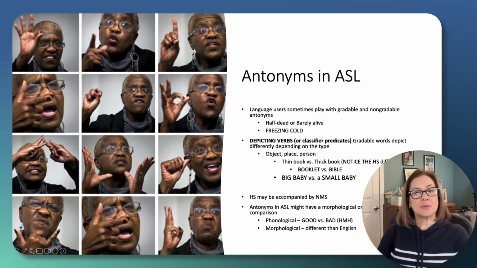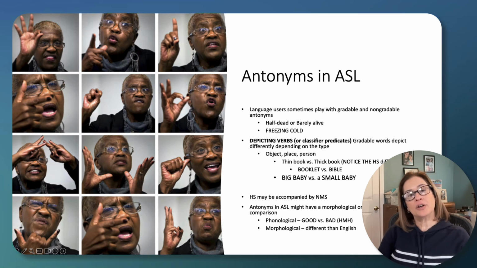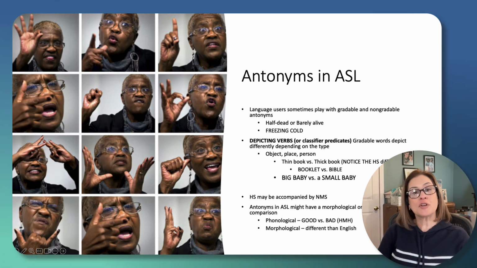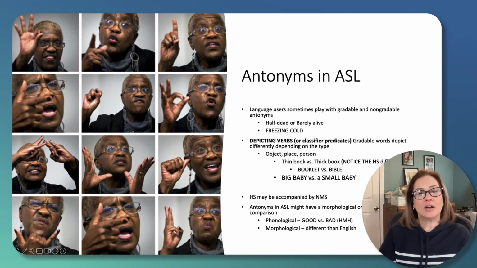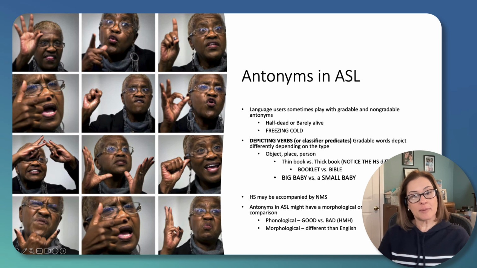With antonyms in ASL, language users sometimes play with gradable and non-gradable antonyms, like half dead or barely alive, freezing cold, using depicting verbs or classifier predicates. Gradable words depict differently depending on the type: object, place, or person. A thin book versus a thick book, a booklet versus a Bible, a big baby versus a small baby.